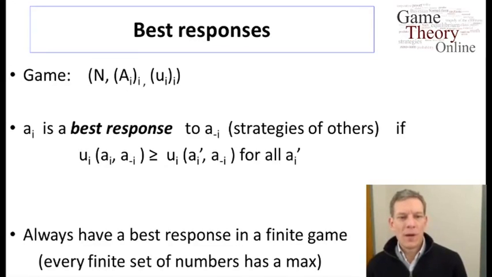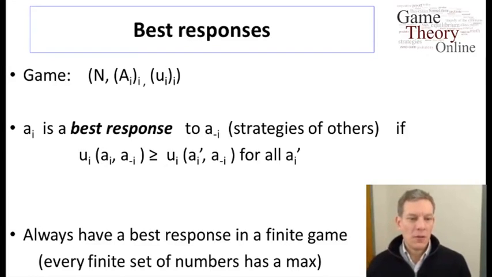So a_i is a best response to some actions a_-i if the payoff to i, u_i of a_i against a_-i, is greater than or equal to what they would get from some alternative a'_i if they played that instead against the strategies of others. So best response is defined for a particular player relative to a set of actions held fixed for the other players. What's the best that they can do?